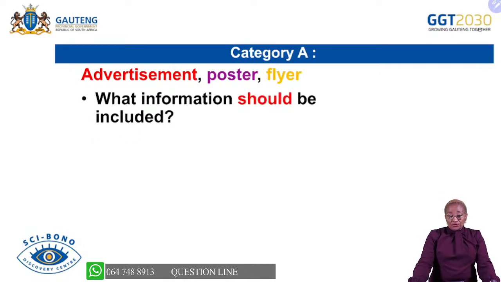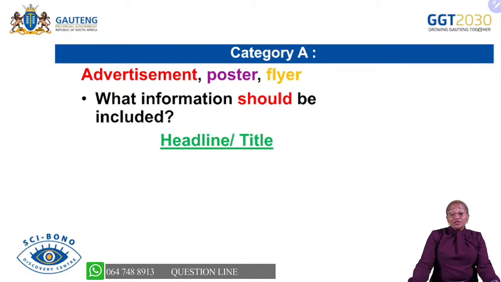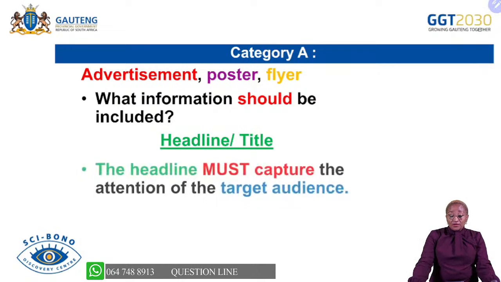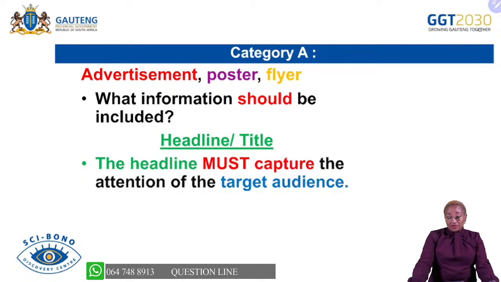What information should be included here when one talks of either an advertisement, a poster, or a flyer? The first thing that you need to do, you've got to have the headline or the title. What is it that you're advertising? What information do you need to bring to the attention of the community or the audience? The headline must capture the attention of the target audience. That is very, very important.